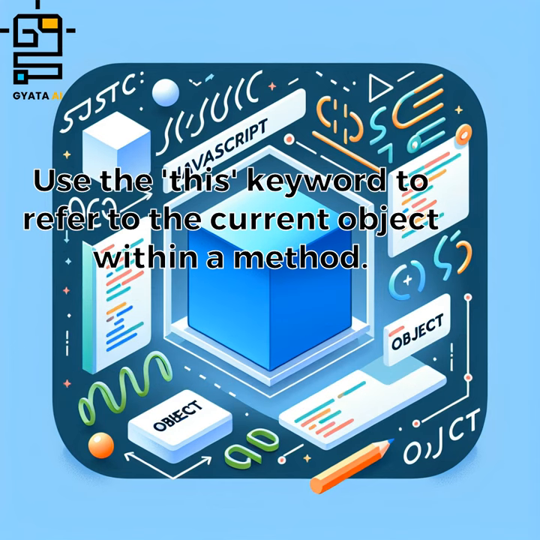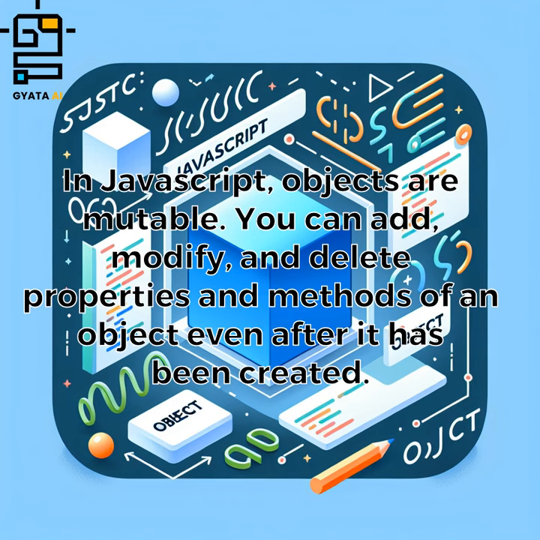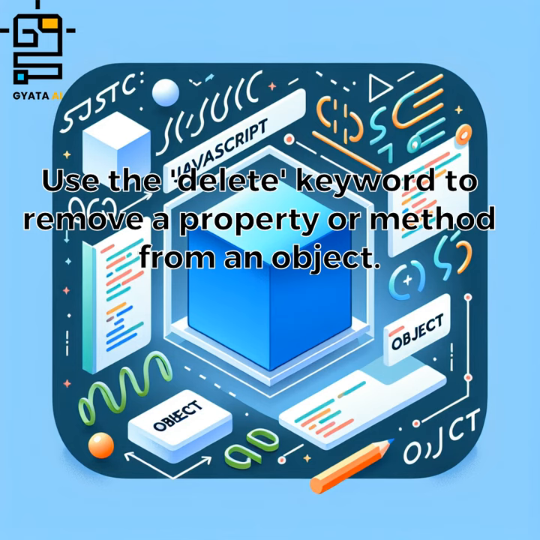Tips and tricks. Use the this keyword to refer to the current object within a method. In JavaScript, objects are mutable. You can add, modify, and delete properties and methods of an object even after it has been created. Use the delete keyword to remove a property or method from an object.